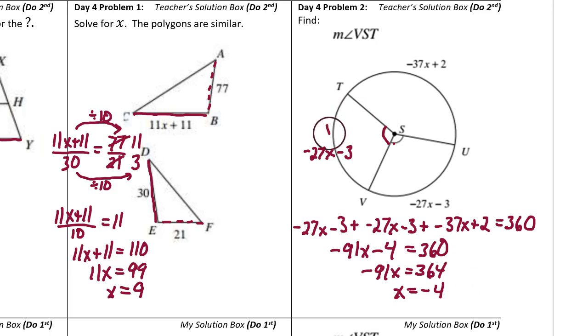Once we know that value for x, we can substitute it into that algebra expression right there. This will turn out to be 105 degrees.